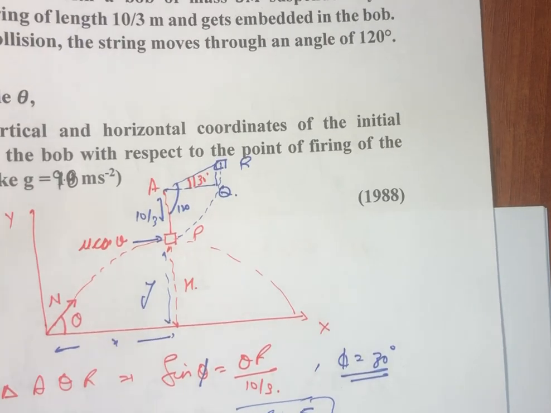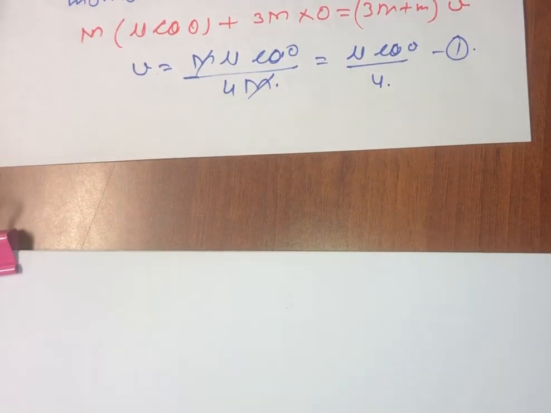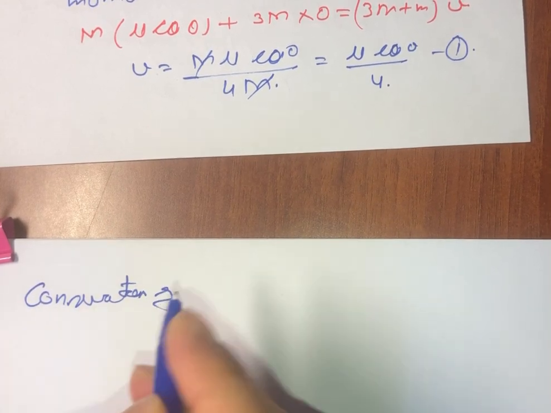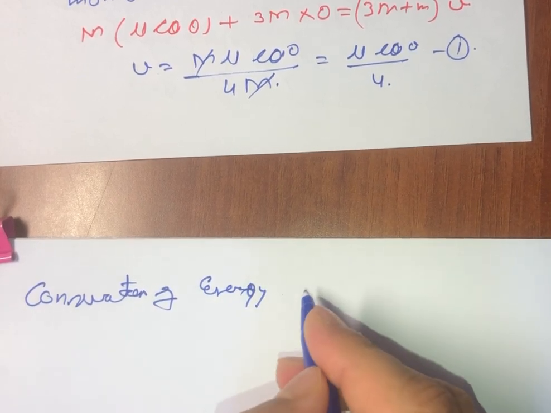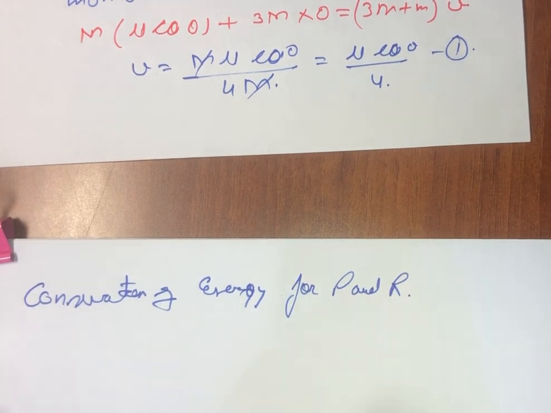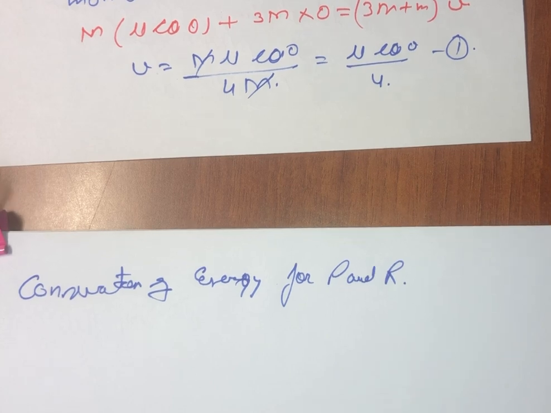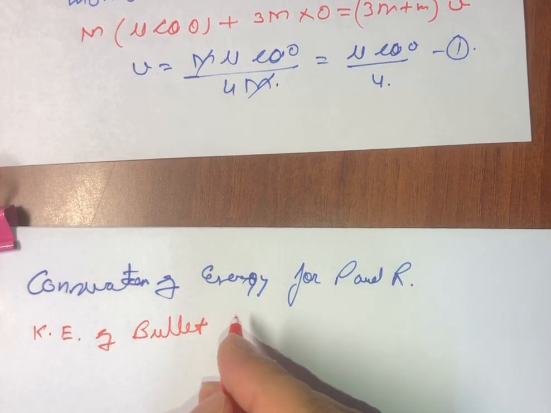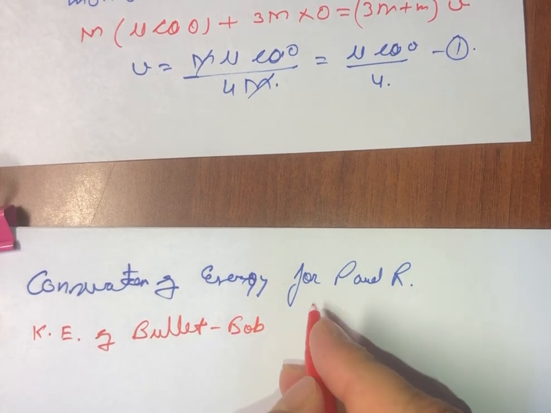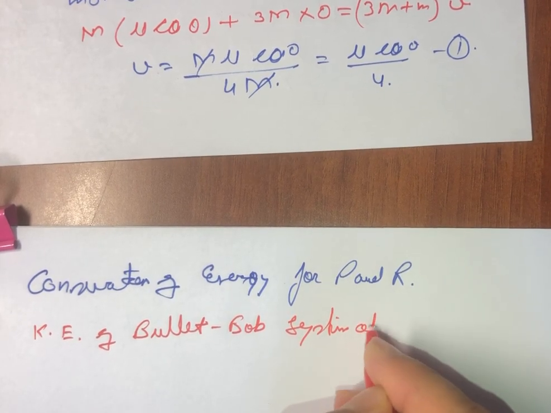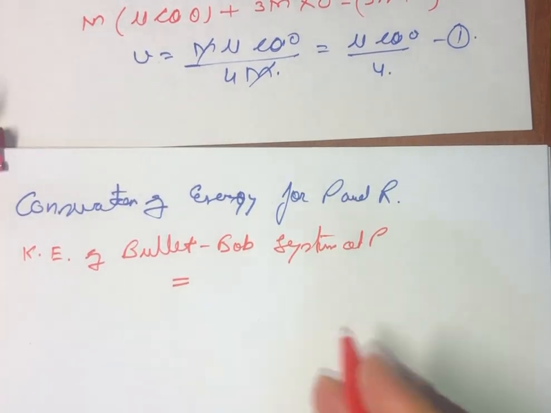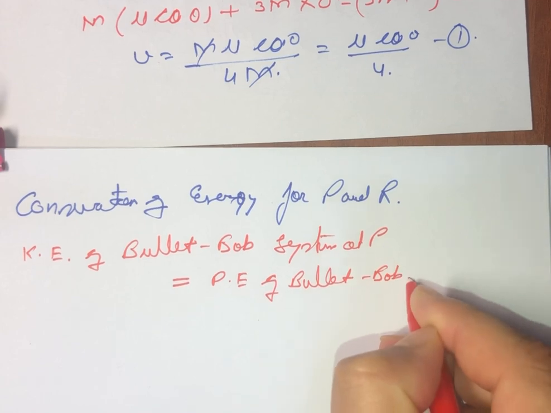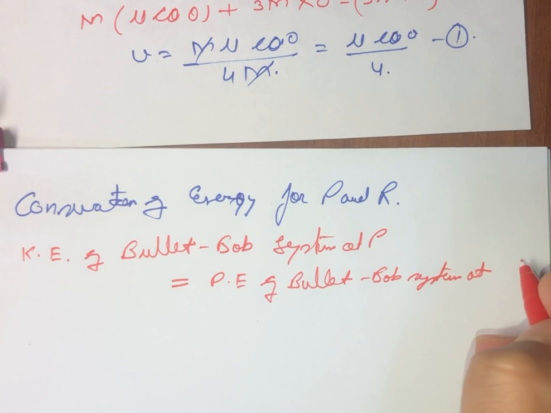Now we are going to use the conservation of energy for points P and R. Conservation of energy for P and R, you can say the kinetic energy of the bullet and bob system at P will be equal to the potential energy of the bullet and bob system at point R.